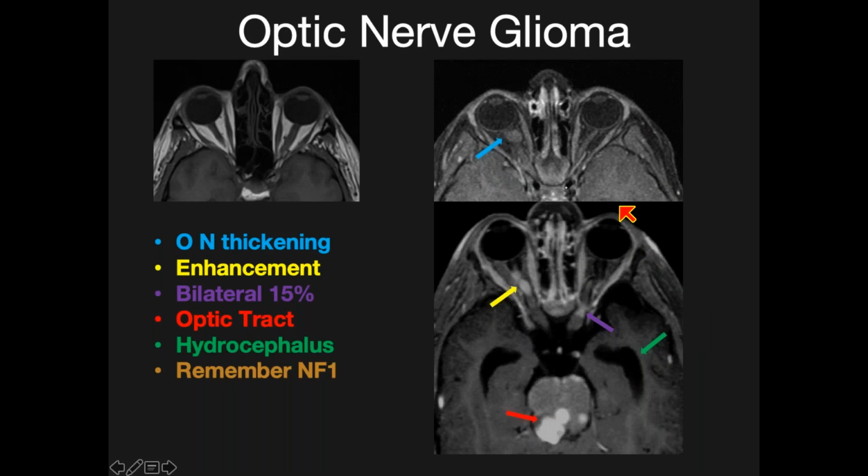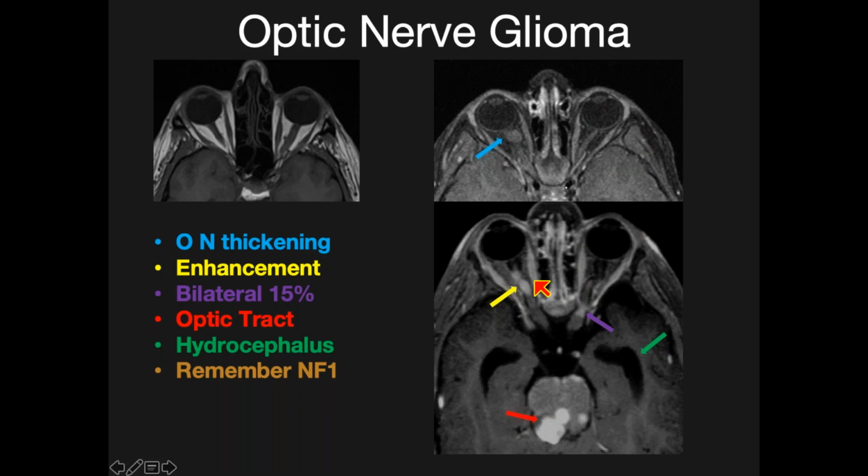Young patient with visual problems, and when we do an MR, we can see that focal thickening within that right optic nerve. These are contrast-enhanced images. There's not much enhancement here, but in the clinical context, this is an optic nerve glioma.